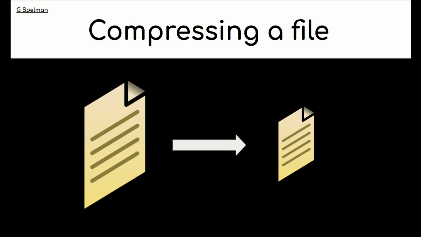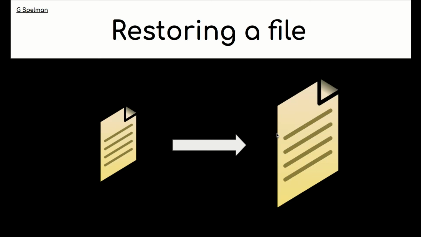Compressing a file is just making the file smaller. So the original file and the compressed file. And then we can take the compressed file and restore the file. What we're going to be looking at in this video is we can compress a file and restore it, and it can have the original quality, or we can lose quality when we compress a file.